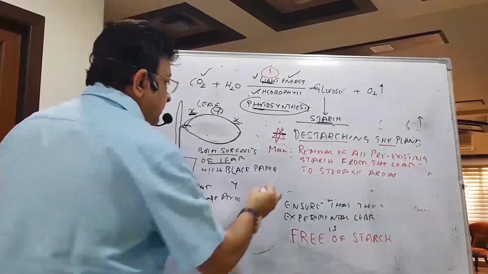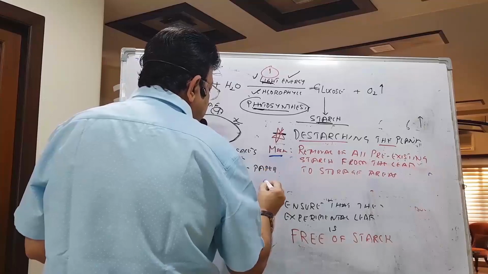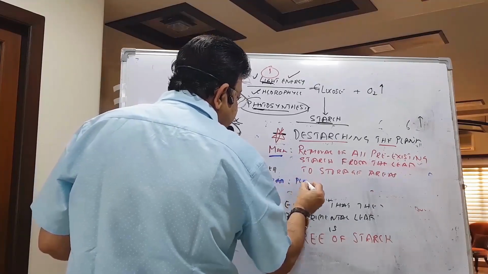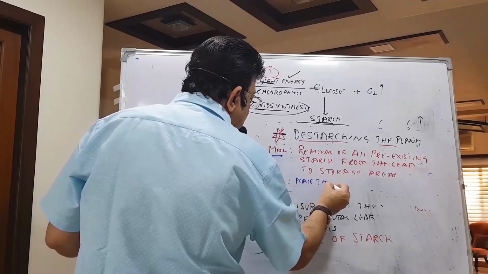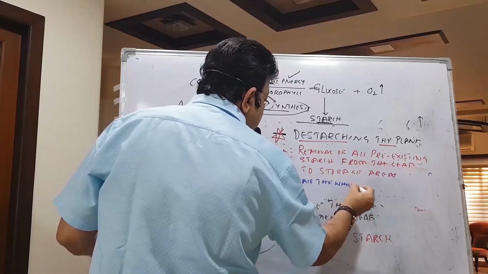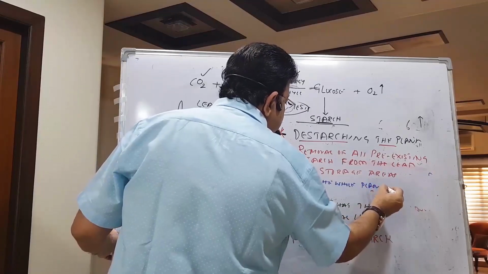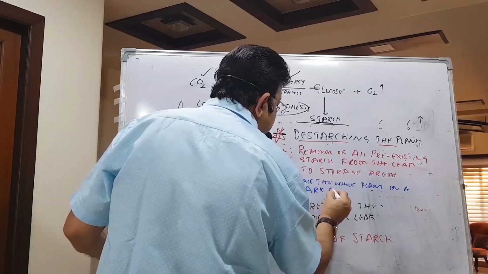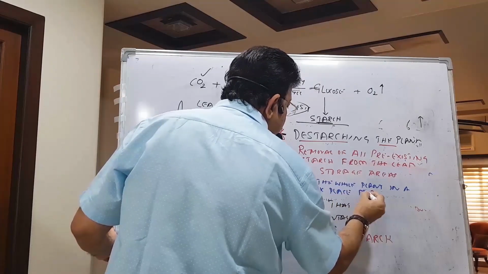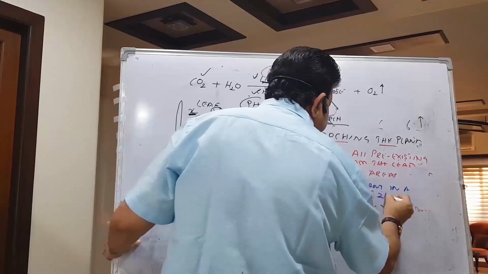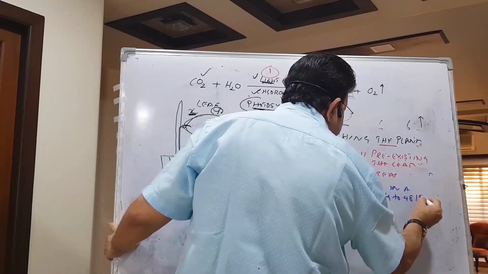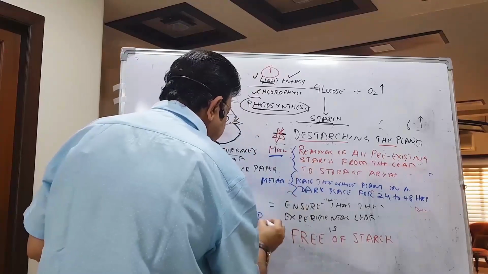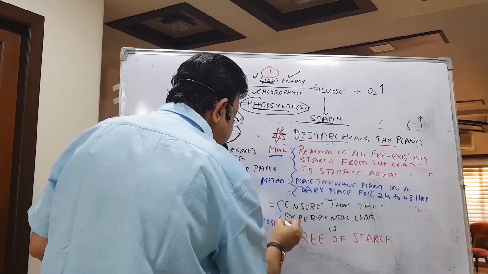How is it to be done? So there is a method. This is the meaning. I am now telling you what is the method. The method is very simple. Place the whole plant in a dark place. It can be a cupboard, it can be a dark room, for 24 to 48 hours. This then is the method, this is the meaning, and this is the reason.